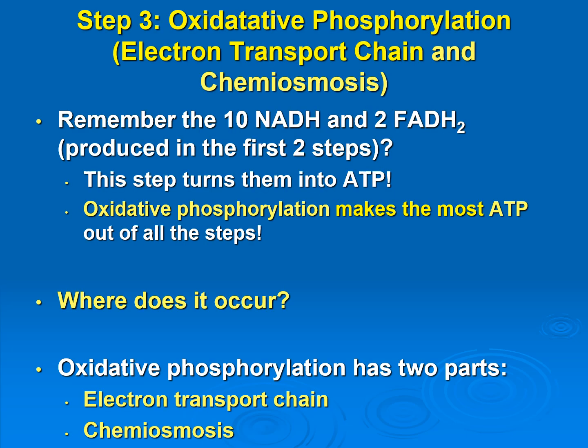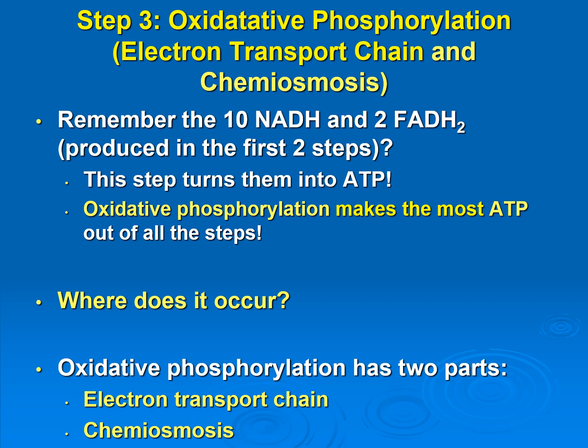Step 3 in cellular respiration is oxidative phosphorylation. So in this step, we're going to be taking the electron carriers, our NADH and FADH2s, and they're going to be dropping off their electrons at the electron transport chain. And the electrons will release energy, and we're going to be taking that energy and using it to make ATP.